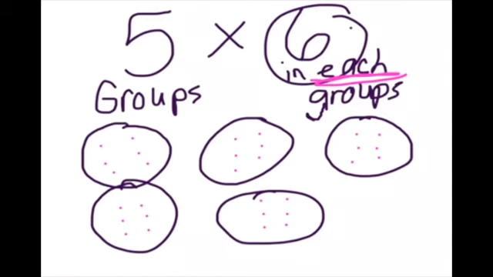So now it's time to count. So let's start counting by 6s to see what my total is. So of course in this first group I have 6, right?